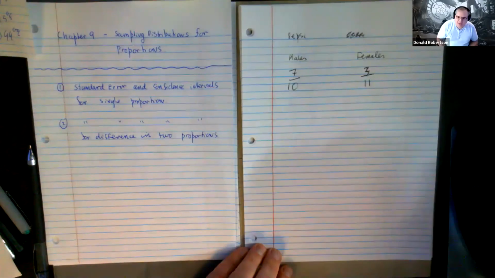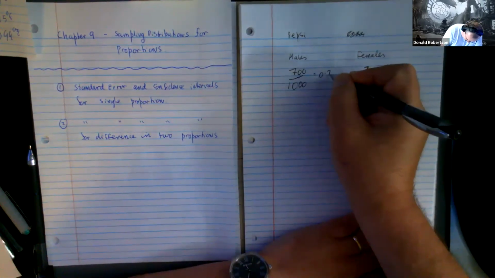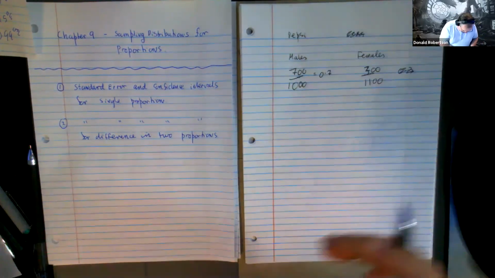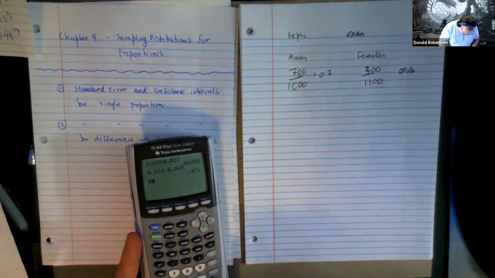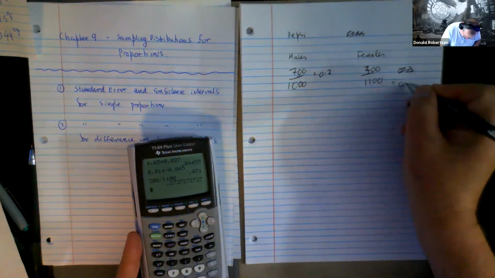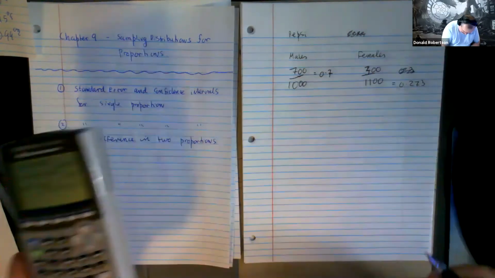Now, I went and said that everybody was 100, right? So that's 700 out of 1,000. And that's 300 out of that. Right, so we got a 0.7 and a point, oh, it's not 0.3, is it? 300 divided by 1,100. 0.273. This is better than I thought.